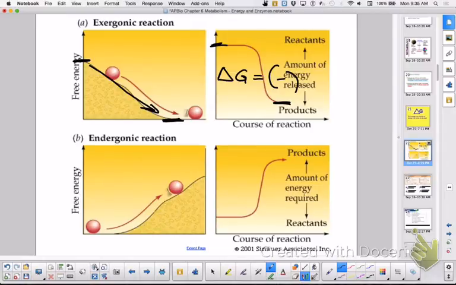Okay, now, youngest bio buddy, you make the argument for what's happening here in B, based on what I said in A. Go ahead. You gain potential energy, and you gain free energy as the reaction takes place. And the amount of energy goes up, and then you gain potential energy from the product.